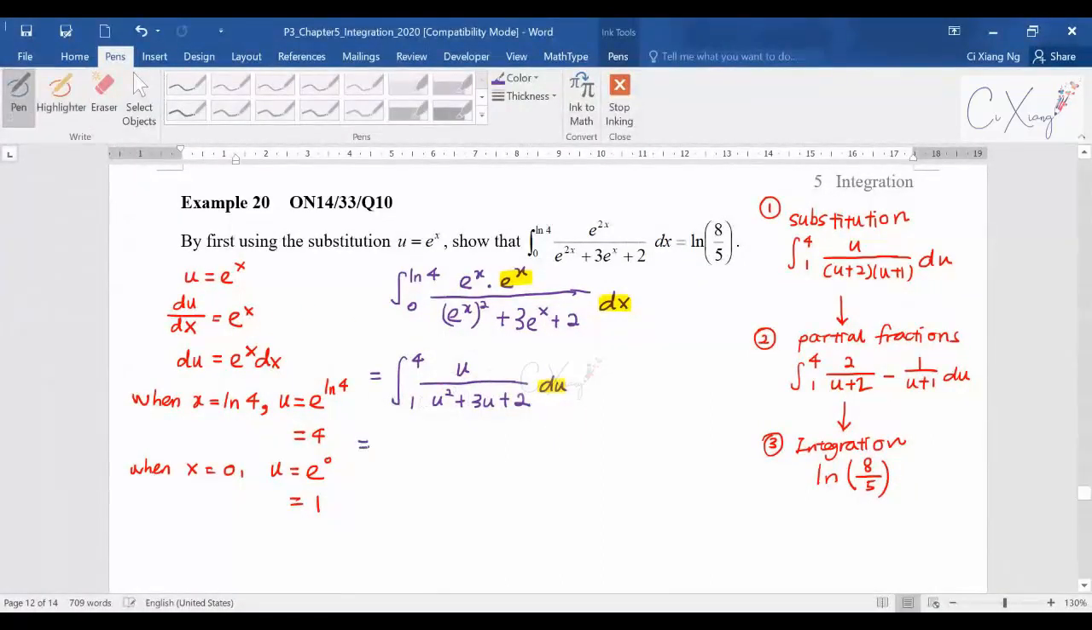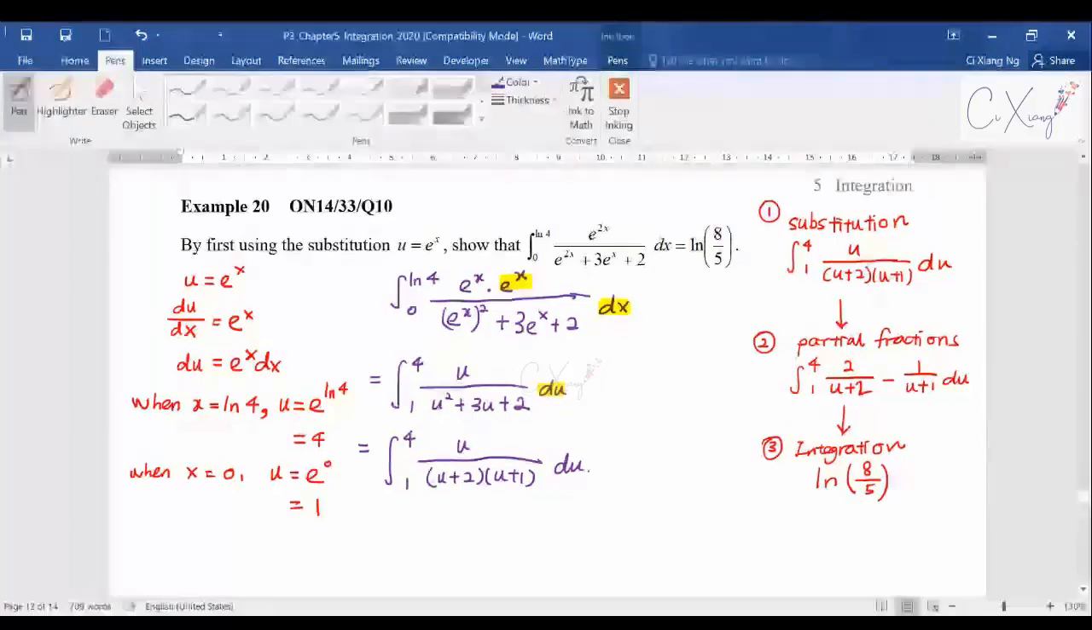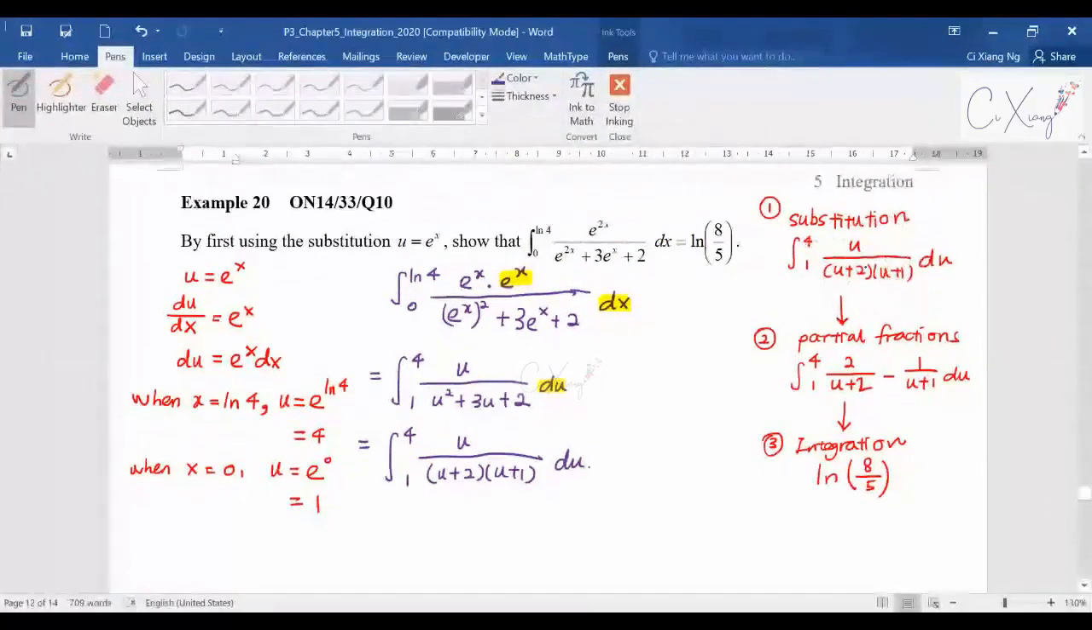After you do the substitution, this expression looks very complicated, but you will realize that you can actually factorize the denominator to become (u plus 2) and (u plus 1) du. So you can see that we already get to this part here. That means you've settled the first part. All the expressions here are in terms of u already, with nothing in terms of x anymore. So you can start the integration.